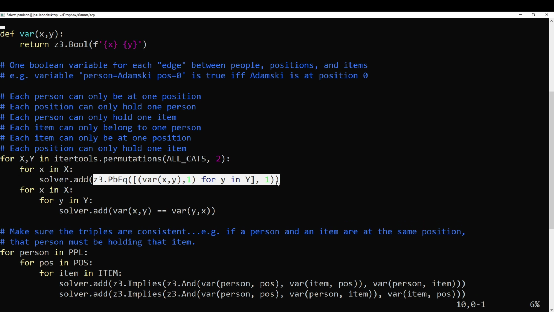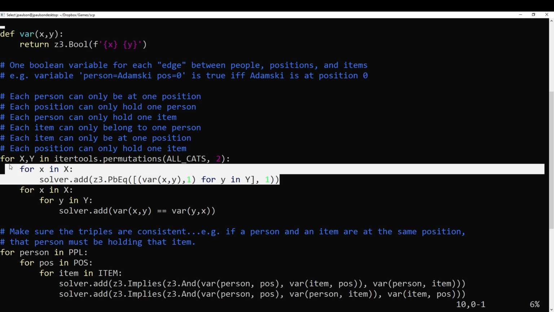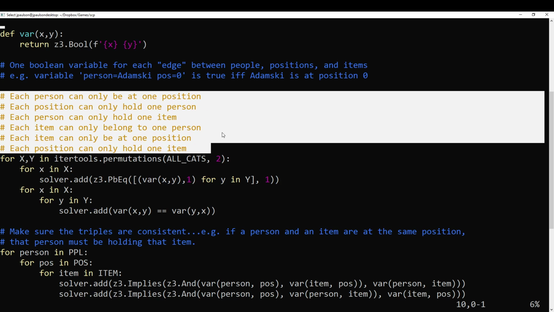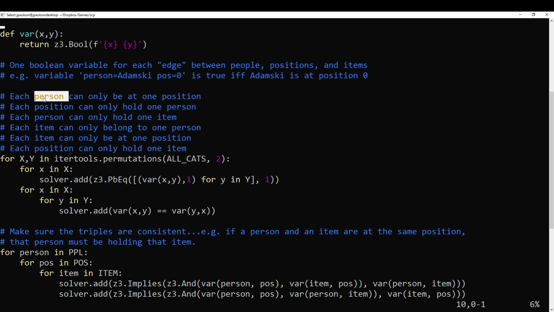This little stanza means exactly one of these things has to be true. So of all of the positions, exactly one of them should be occupied. Right? Not 0, not 2, not 3, exactly 1. So that's giving us this constraint for all of the 6 things that I've listed here. Each person can only be at one position. Each person can only have one item. Each position can only have one person and one item. Each item can only have one person in one position.